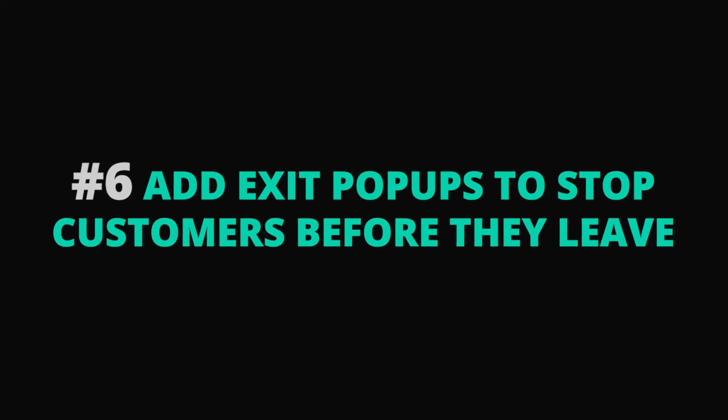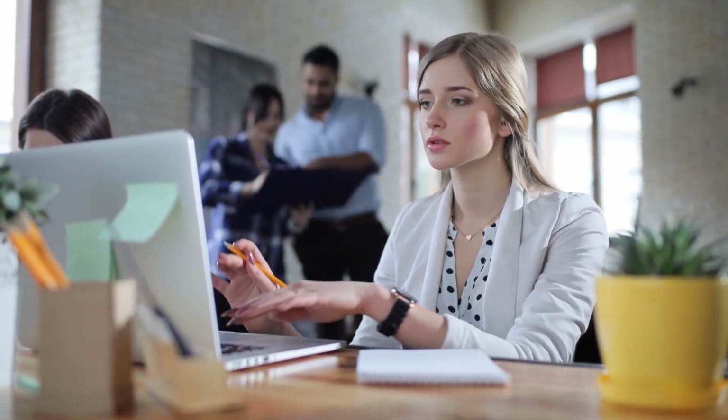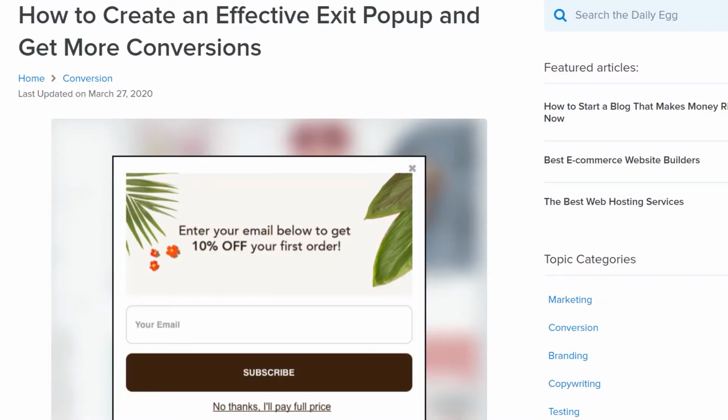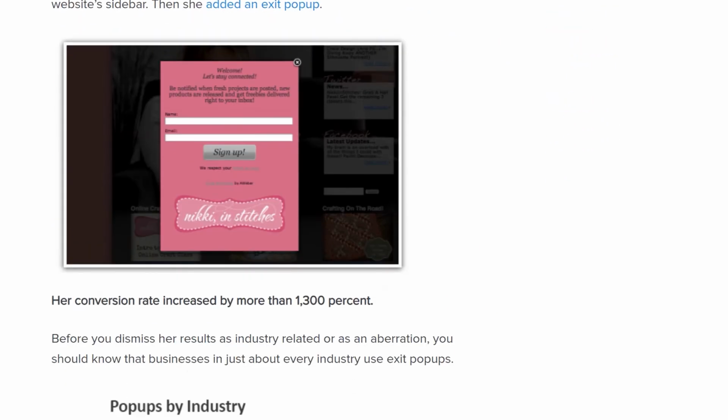Number 6, add exit pop-ups to stop customers before they leave. Here it is, the big one. If all you do is implement this one idea, your Shopify site's conversion rate could literally quadruple. Arguably, the best way to improve your Shopify site's conversion rate is by using exit pop-ups that are only triggered when someone is about to leave your site.